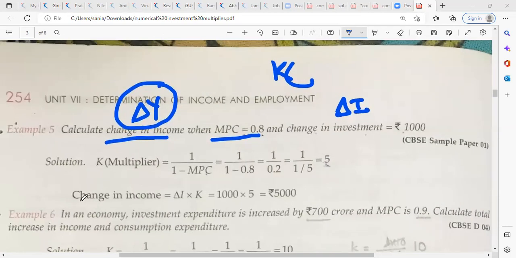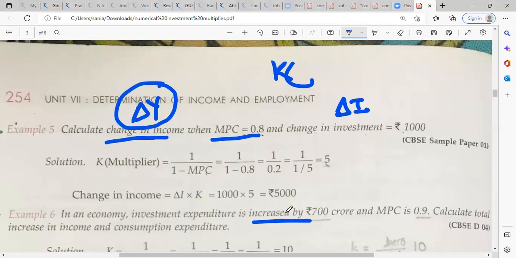Okay. So now this question. In an economy, investment expenditure is increased by 700 crores. This is increased by. So that means what is given? Who will tell me what is given? Tell me what is given over here.